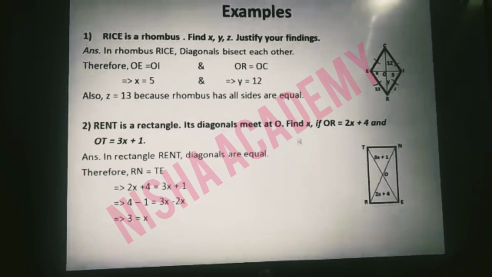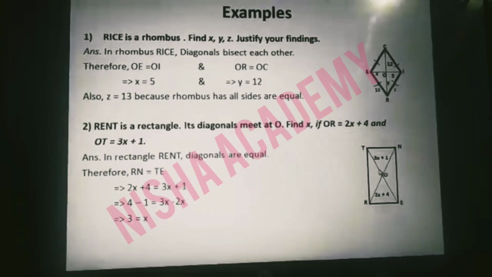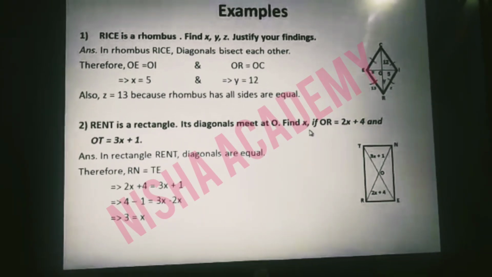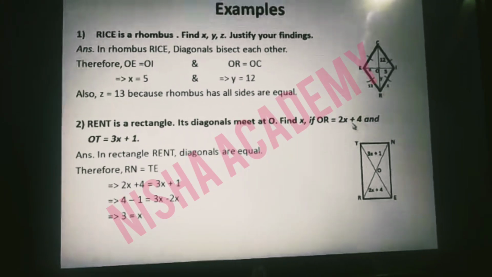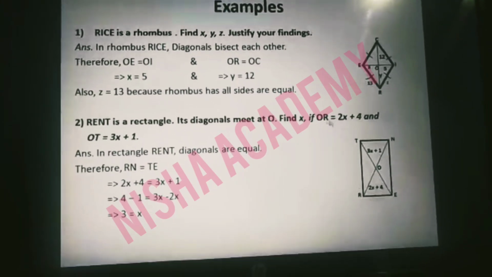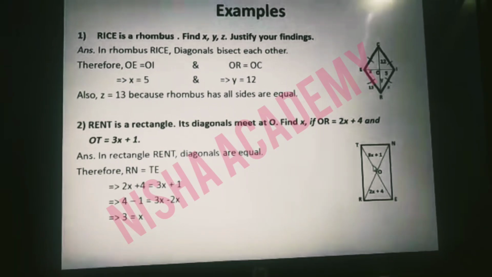Our next example: RENT is a rectangle. Its diagonals meet at O. Find x if OR equals 2x plus 4 and OT equals 3x plus 1.